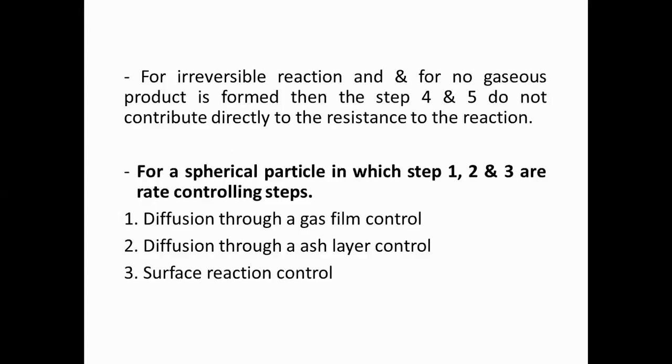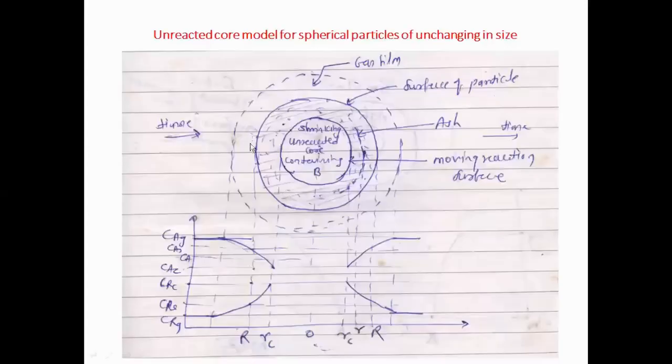For a spherical particle, steps 1, 2, 3 are the rate controlling steps. These first 3 steps are very important: diffusion through the gas film, diffusion through the ash layer, and surface reaction on the surface of the solid. Because when A diffuses through the gas film, there is some resistance. Then again A diffuses through the ash layer, and there is some resistance, because mass transfer occurs.